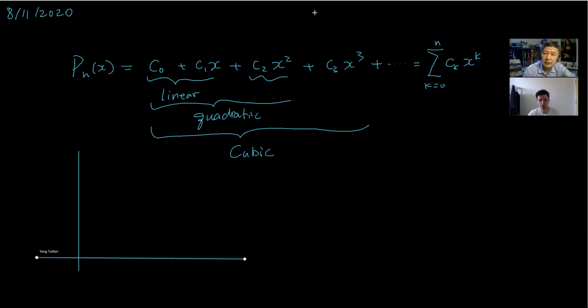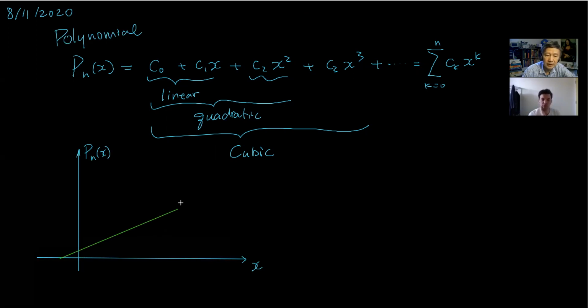then you will see, depending on the degree n of the polynomial, this function is called a polynomial. This polynomial is a function. In a special case, it can be a straight line. For example, if you just put in a linear term, that is linear, so you will see a straight line.